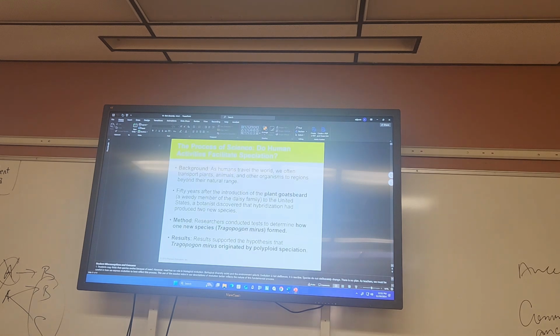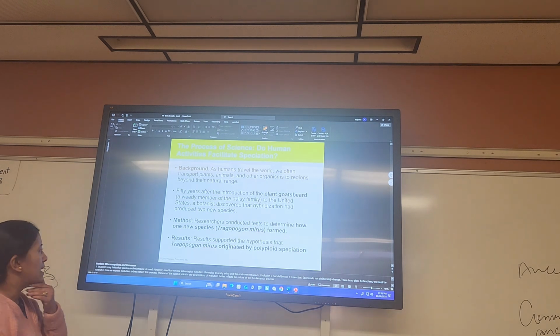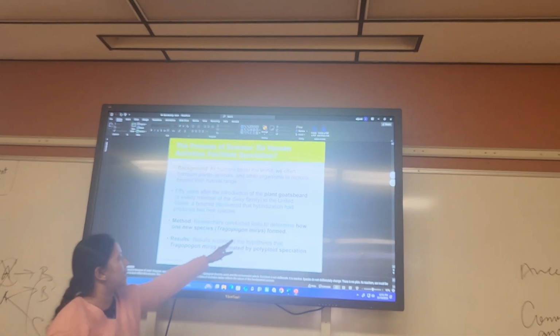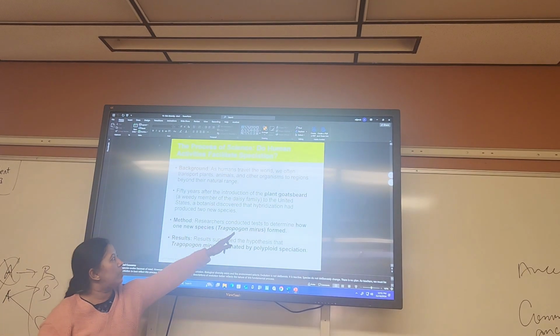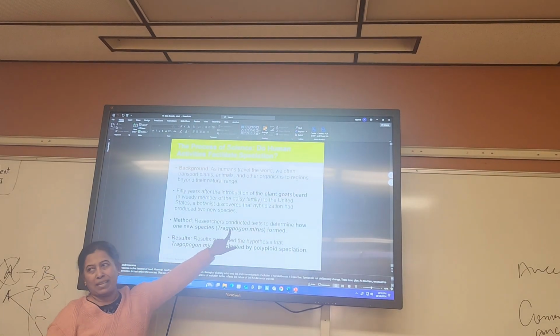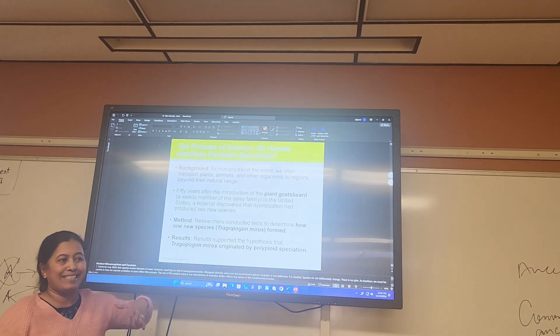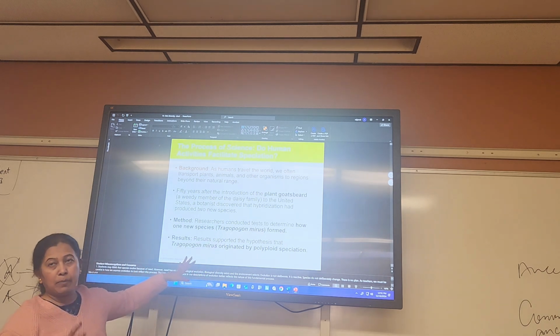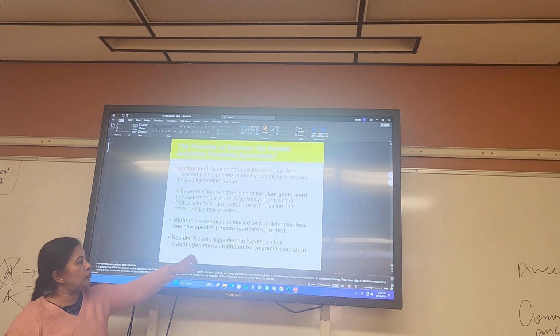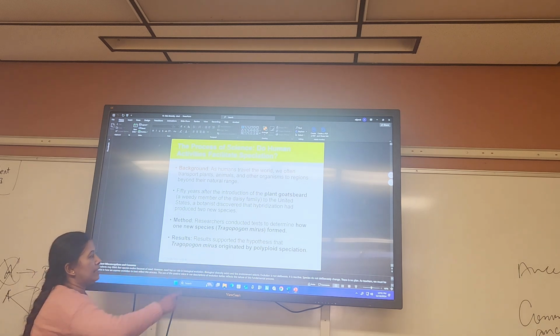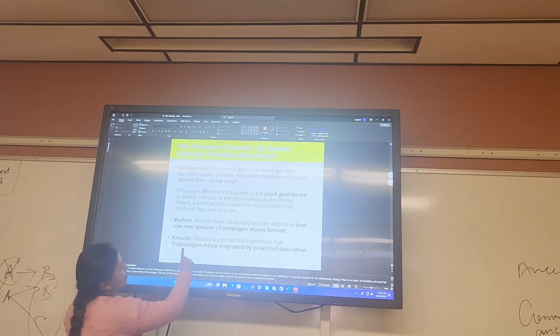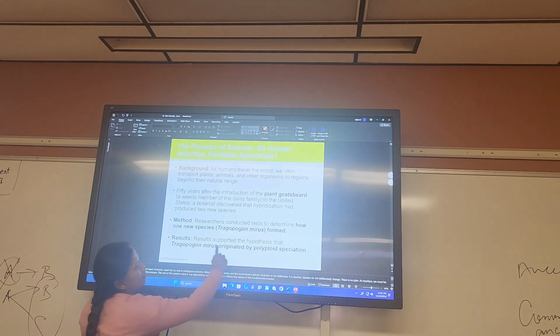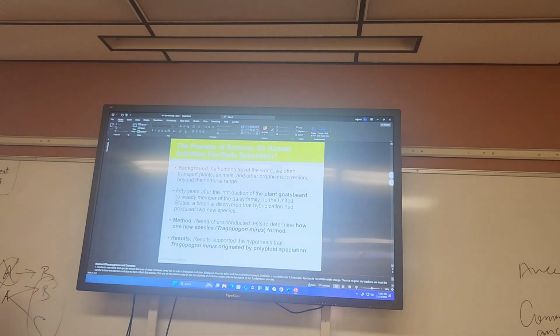So, do human activities facilitate speciation? We all know the answer to this. Of course, yes. Here is an example. They conducted tests to determine how one new species formed, and this new species actually formed in nature, and then human beings tried to emulate it. Scientists tried to copy it in the lab to show how this particular new species formed, and they supported the hypothesis that this particular species, Tragopogon mirus, originated by polyploid speciation.